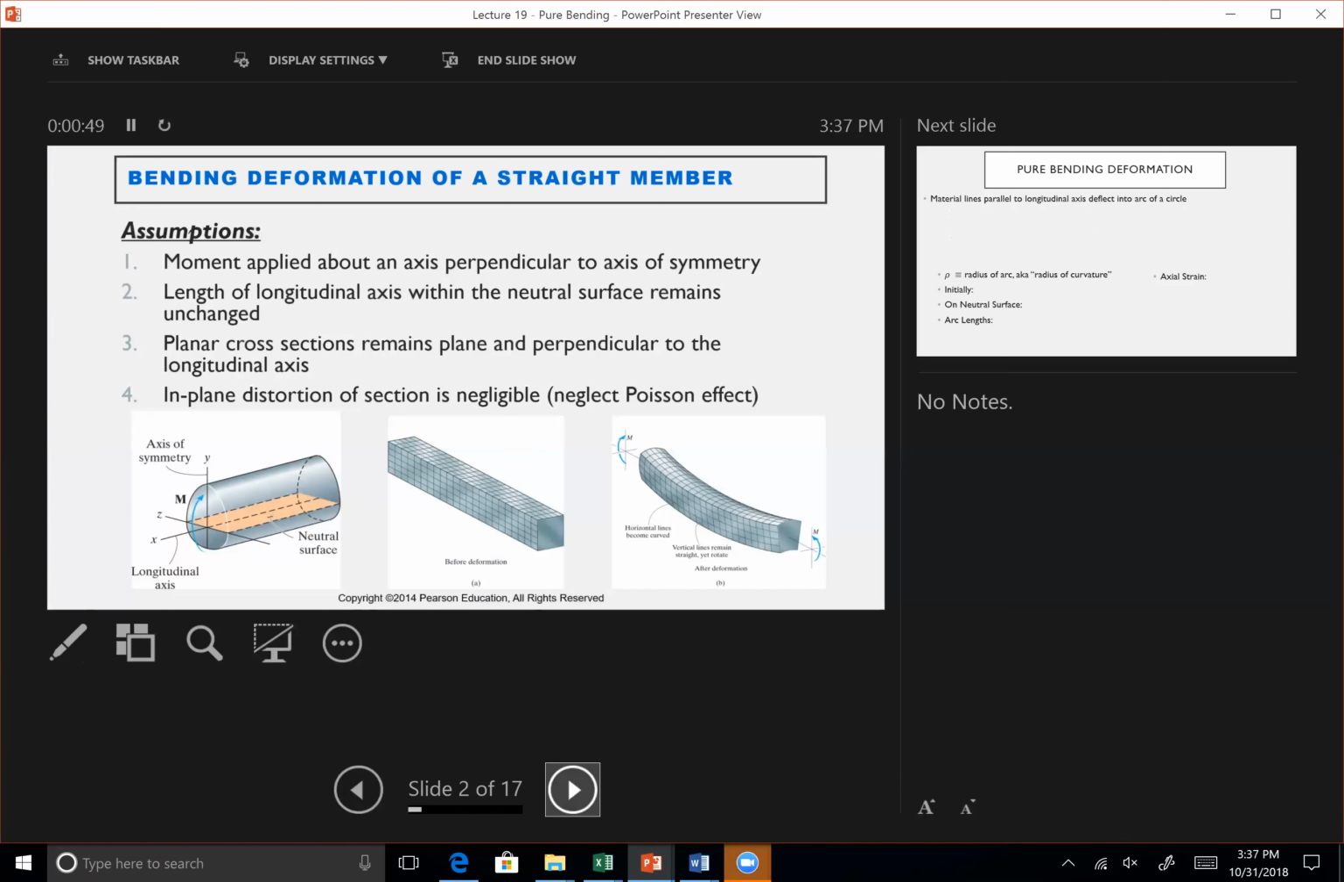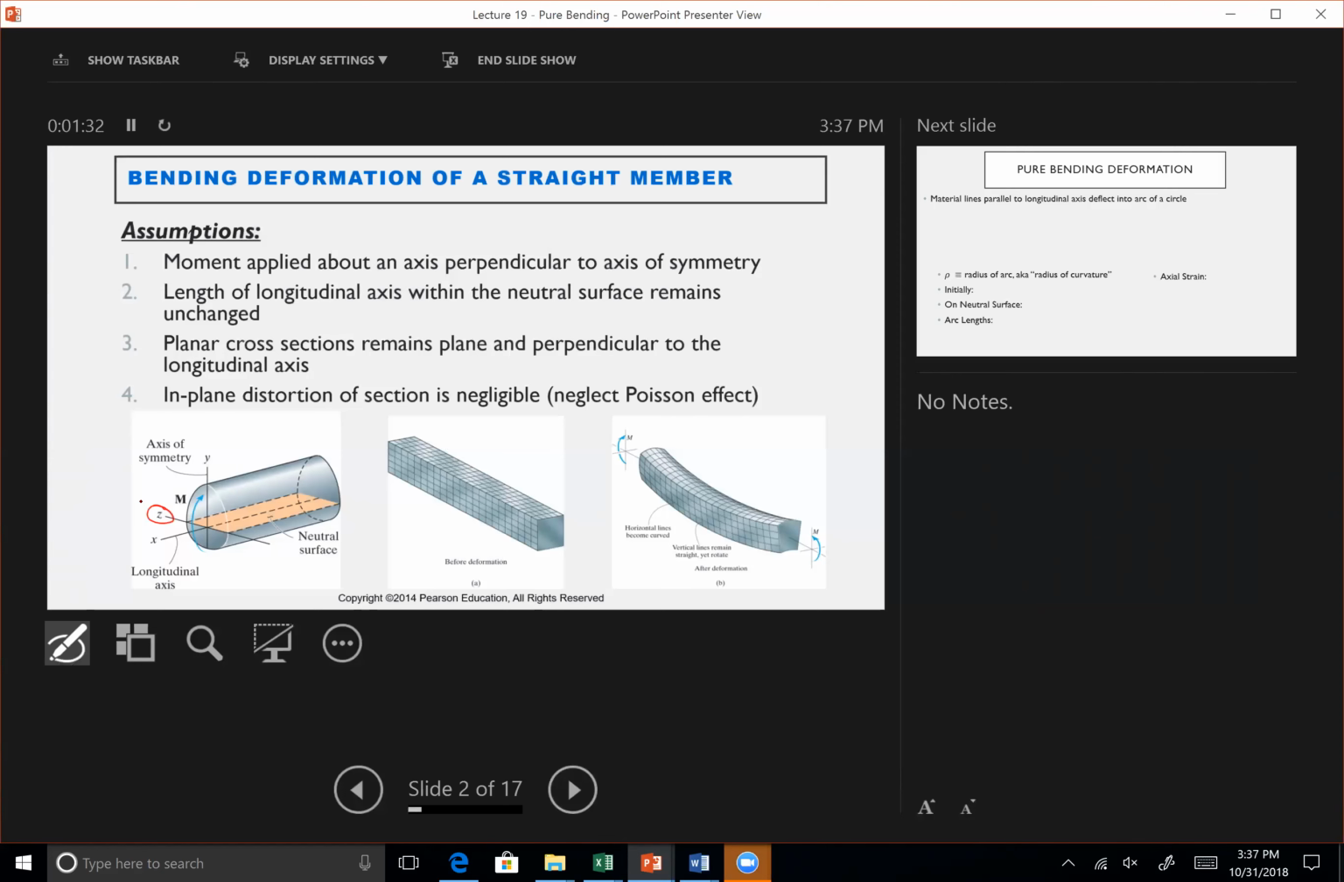So the first thing is we need to look at how a beam deforms when it's bent. So if we have a beam and we apply a moment about an axis that is perpendicular to an axis of symmetry, that's a very important limitation of this class, is that we're choosing an axis that is perpendicular to an axis of symmetry. So for example, this z-axis is an axis, it's perpendicular to an axis of symmetry.